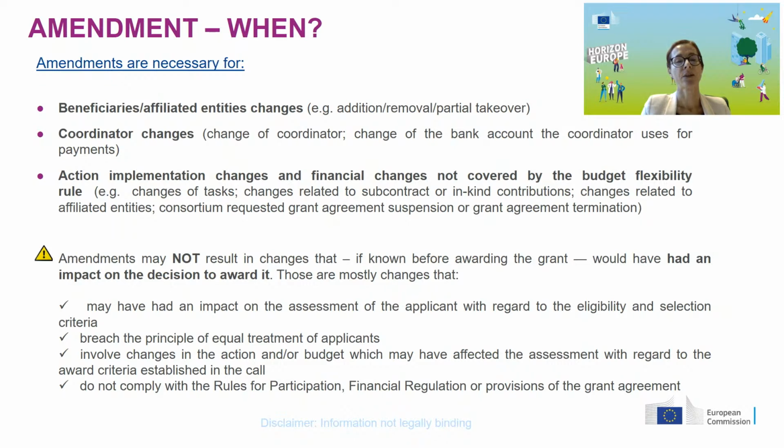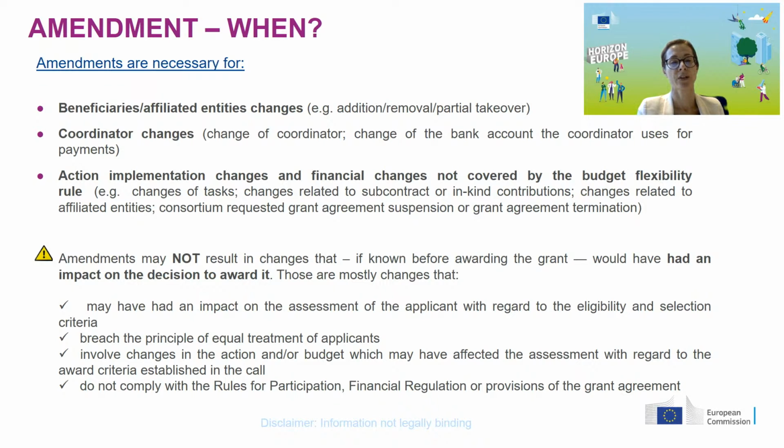And concerning the procedure, there's a little change compared to the previous framework program, Horizon 2020, for those who were familiar with it. Because under Horizon 2020, when you were asking for the removal of a beneficiary, the coordinator had to notify this to the granting authority and combine this notification with a request for an amendment. And this has been simplified under Horizon Europe because there's no notification anymore, and it's straight away the process of an amendment.